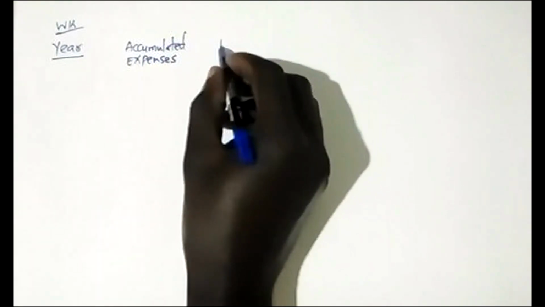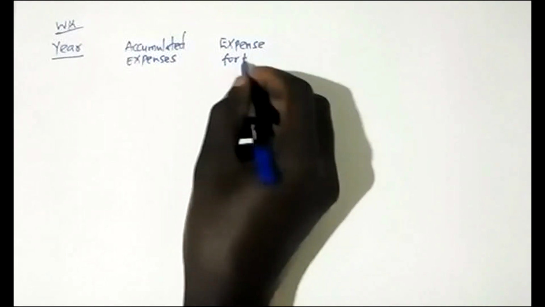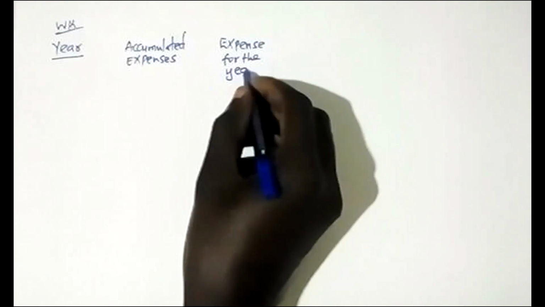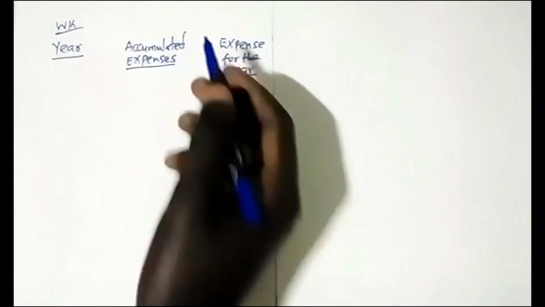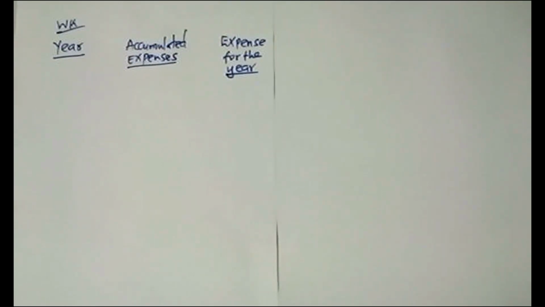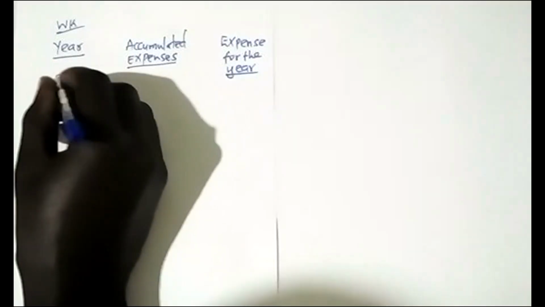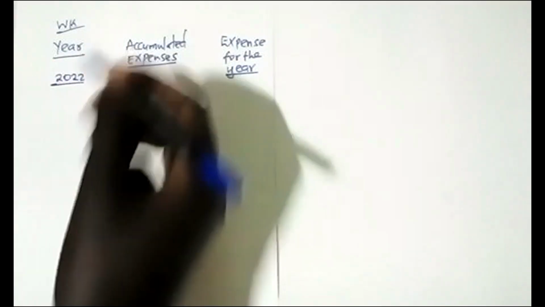Then we have the expense for the year. We have the first year, which was starting on 1st July and ending this 30th June 2022. So I would just say 2022 is the first year. So the first year here is 2022, the time it's ending.